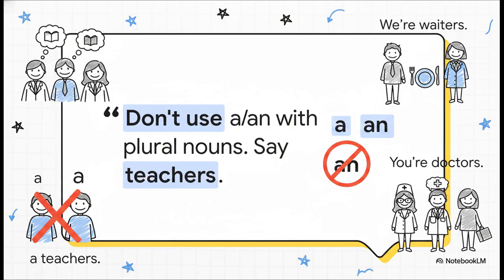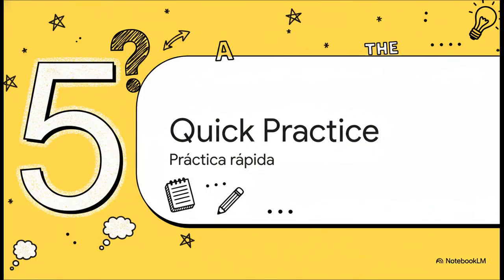Think about it. A and an literally translate to one. So saying a teachers is basically saying one teachers. It just doesn't make any sense, right? Remember, we're waiters. You're doctors. Zero articles needed.